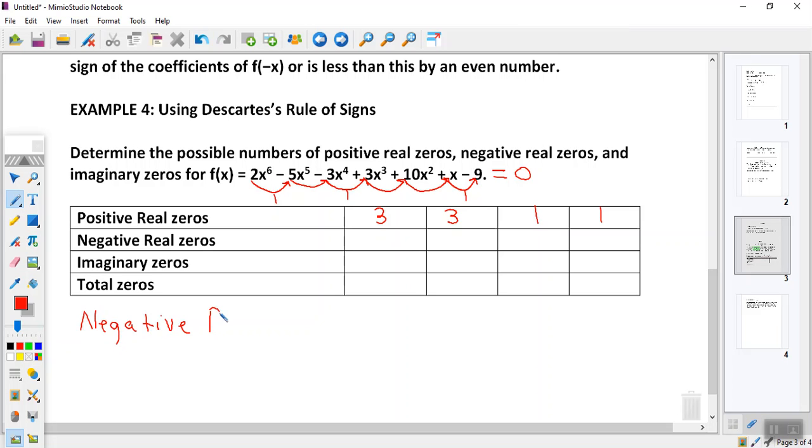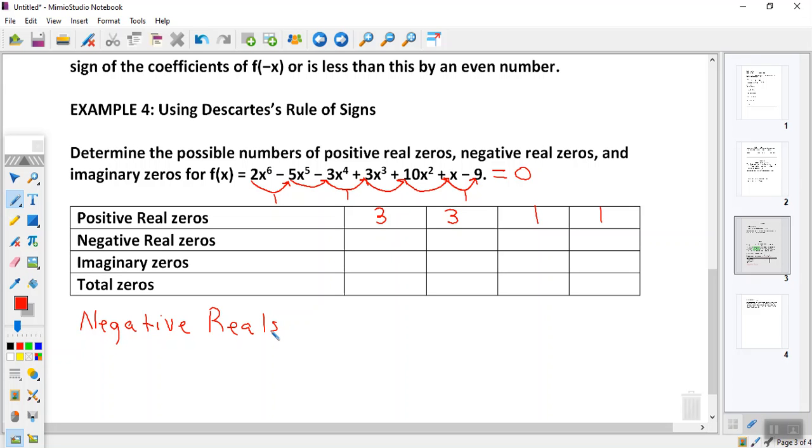Anytime you're trying to figure out how many negative reals there are, you're going to do the same exact thing. You're going to look for sign changes up here. But the situation is this: we're not putting x in anymore, we're putting negative x in. And you just told me that x squared is the same as negative x, all to the second power, right? Anytime your powers are even up here, they will always stay the same. If you have anything with an odd power, however, what was true about these odd powers right here? Were these the same or different signs?